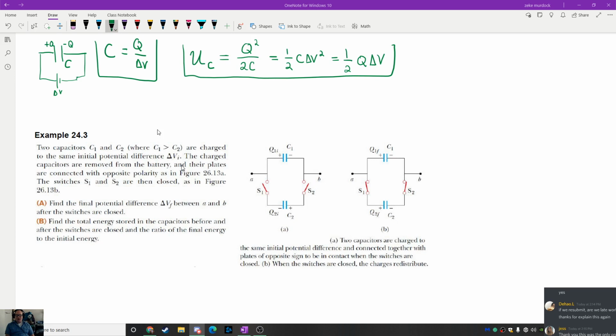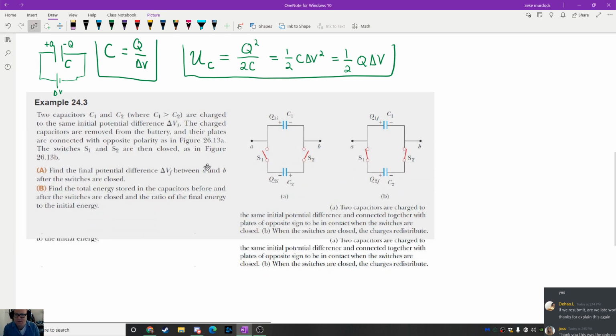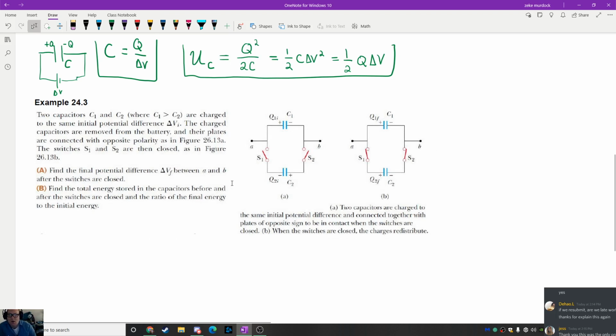We did some problems where we combined capacitors together. And today we're going to start off by solving this problem right here. I think this is from University Physics. A lot of the examples we do aren't, but this one is. So in this problem, we have this system of 2 capacitors right here, C1 and C2. And it says 2 capacitors, C1 and C2, where C1 is greater than C2, are charged to the same initial potential difference, delta V sub I. The charged capacitors are removed from the battery, and their plates are connected with opposite polarities.